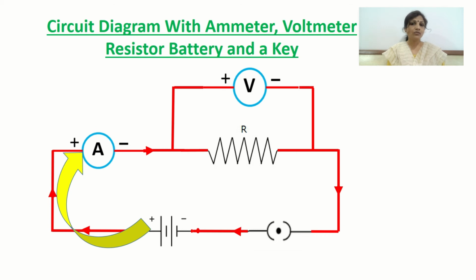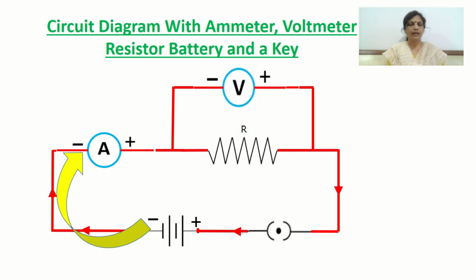Now suppose you use the battery in this manner, where the polarity is different. Here is the positive terminal and the other is the negative terminal, like this. You have reversed the polarity of the battery. In that case, you will connect the ammeter in such a manner that the negative terminal of the battery goes to the negative terminal of the ammeter. So the voltmeter will be accordingly placed like this. You have to keep in mind that the polarity of the voltmeter should match the polarity of the battery.